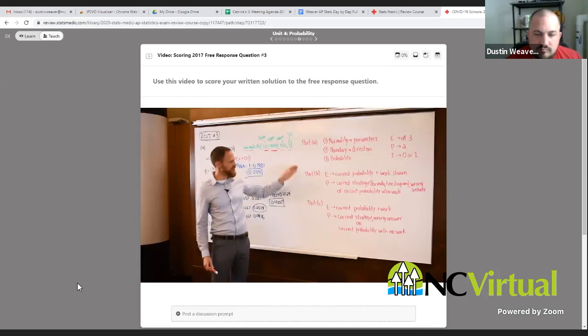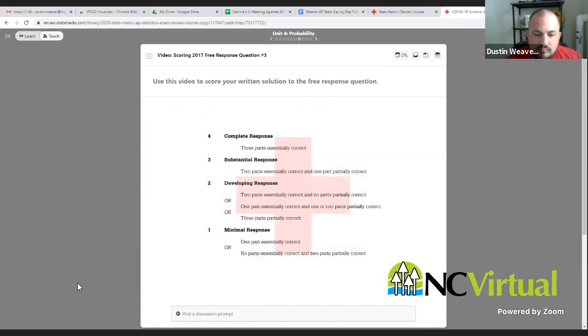So once you've graded parts A, B, and C, let's now take that into a score out of 4 points. So if you have an E for all 3 parts, that would be a 4. If you have 2 essentially corrects and 1 partially correct, that would be a 3. A 2 would be 2 essentially corrects, or 1 essentially correct and 2 partial correct, or 1 essentially correct and 1 partial correct, or if you had 3 partially correct. And then a 1 would be if you had 1 essentially correct, or if you had two parts partially correct.